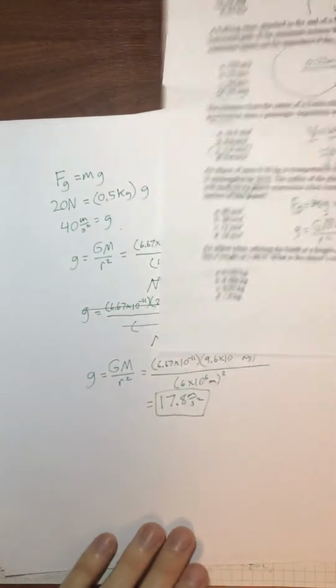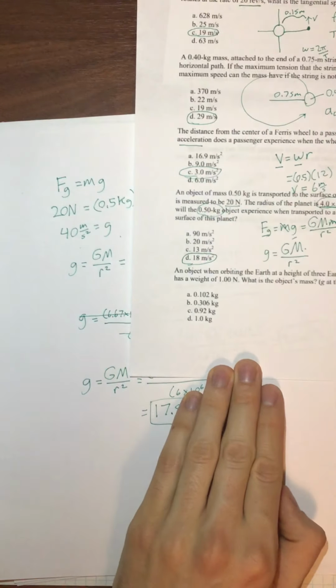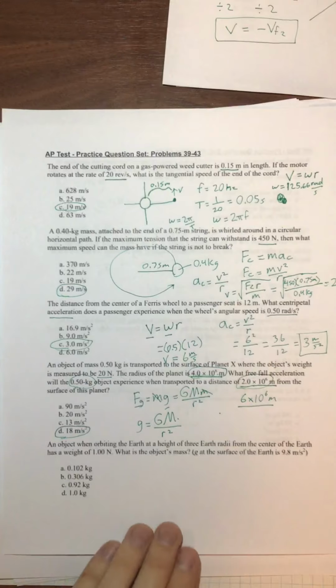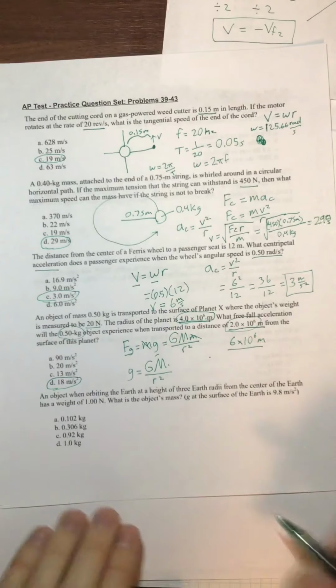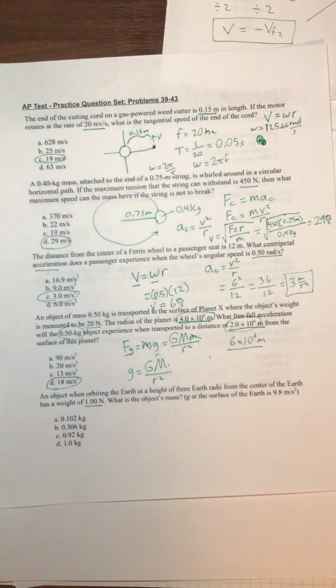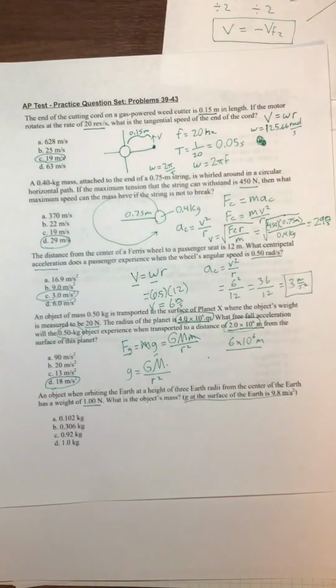17.8 rounds really close to 18 meters per second squared. Not bad. Okay, lastly, an object orbiting the Earth at a height of 3 Earth radii from the center of the Earth has a weight of 1 Newton. What is the object's mass? Let g at the surface be equal to 9.8 meters per second squared.